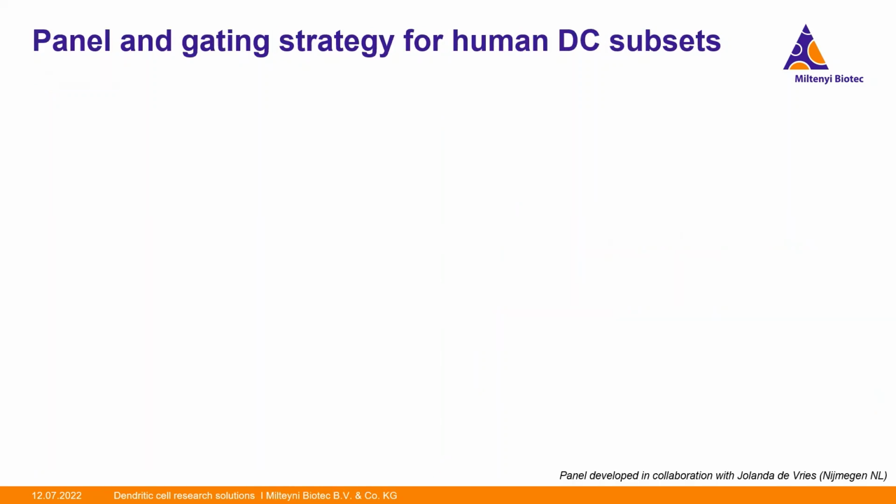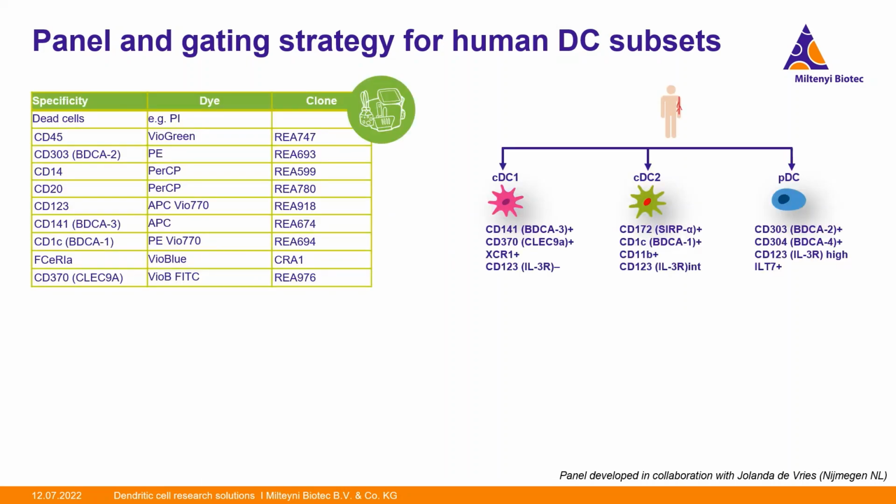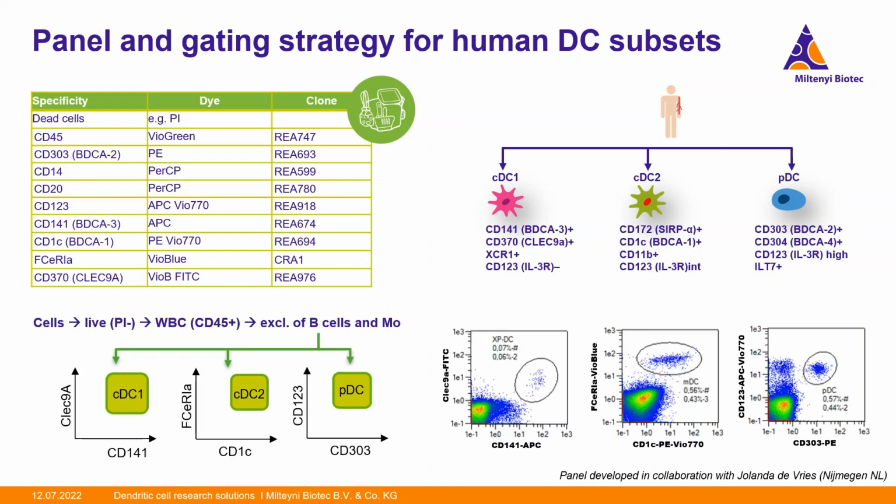In the previous slides, I talked about the analysis of mouse DCs. Now, to analyze the abundance of the main three DC subsets in human blood, we have developed a staining panel and gating strategy in collaboration with Jolanda de Vries from the University of Nijmegen. So after selecting viable and CD45-positive cells and the exclusion of CD20-positive B cells and CD14-positive monocytes, the three DC subsets can be identified, where cross-presenting cDC1 co-express these markers, cDC2 express these two markers, and plasmacytoid DCs express these two markers. And this is actually what you see here, nicely depicted in the flow cytometry plots.